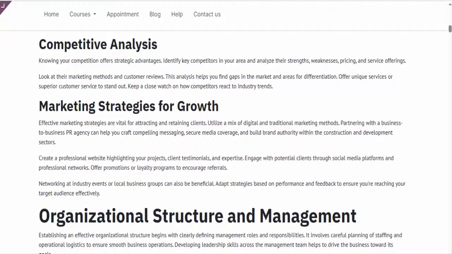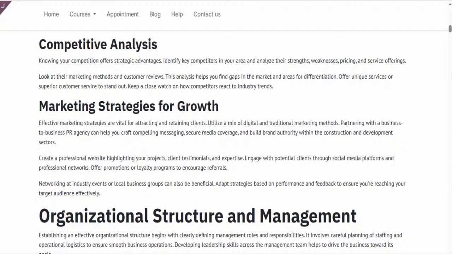Marketing strategies for growth. Effective marketing strategies are vital for attracting and retaining clients. Utilize a mix of digital and traditional marketing methods. Partnering with a business-to-business PR agency can help you craft compelling messaging, secure media coverage, and build brand authority within the construction and development sectors.